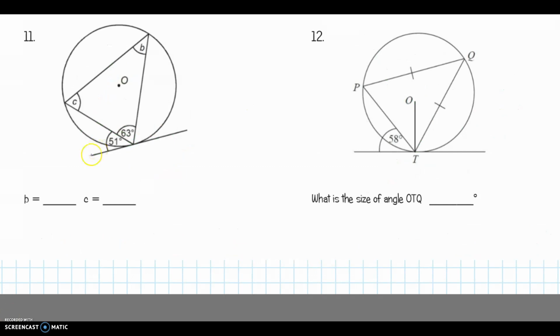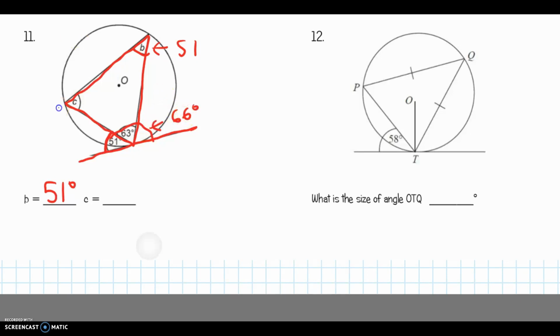Okay, on question 11, we can use the alternate segment theorem to say if that's a tangent, that's a chord, and this angle, which is 51, must be the same as the angle up here at the top. So B has to be 51 degrees. And then we can say angles on a straight line add up to 180. So that makes that one 66 degrees.